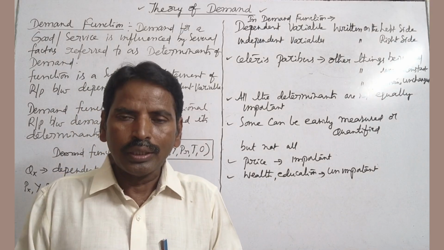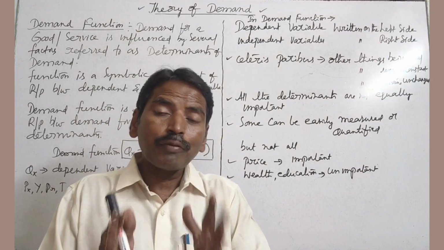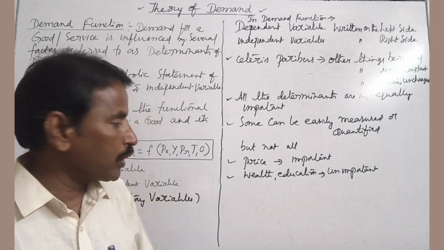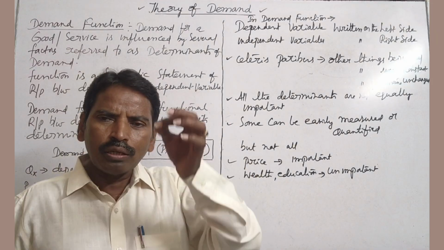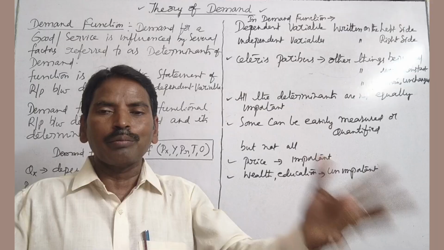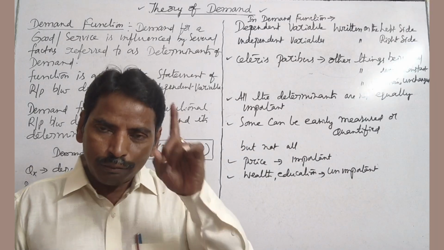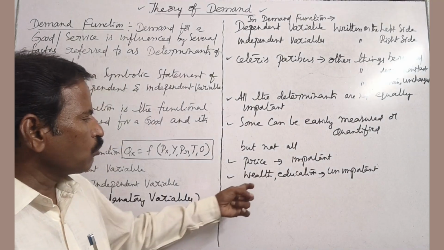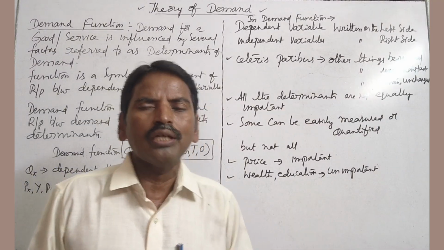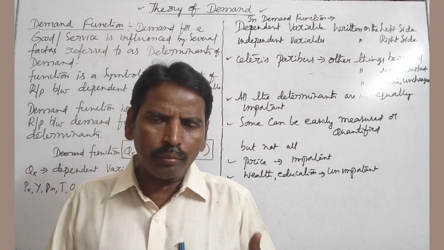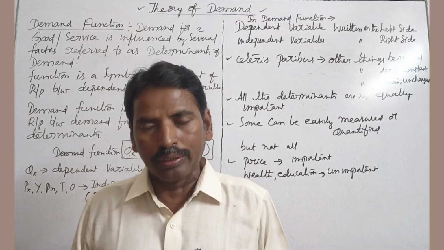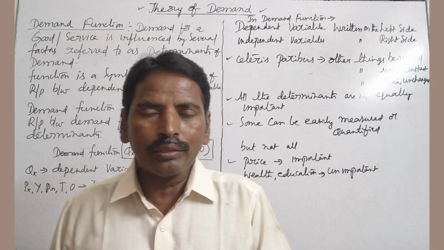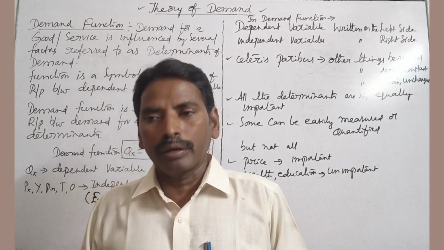For example, price. Some factors are important, some factors are not so important. For example, price is the foremost important factor to determine the demand for a commodity. It is the first factor to determine demand for a commodity. Whereas wealth, education, etc. are not that much important. Some other factors. So these are some details of demand function.